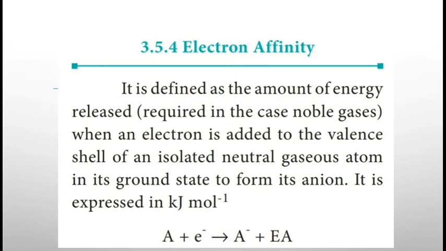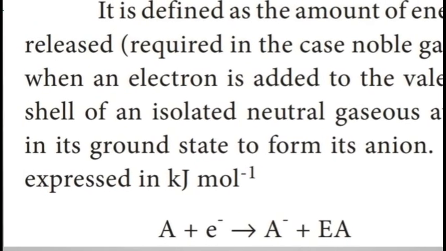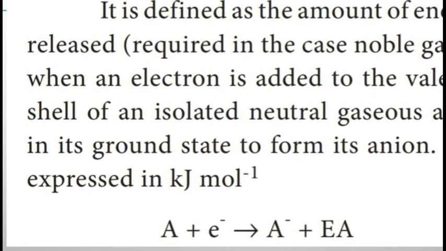Next chapter is electron affinity. It's just like ionization energy, where we remove an electron. Here the reverse concept is applied. We have to add an electron. So the energy released when an electron is added to the valence shell of an isolated neutral gaseous atom.